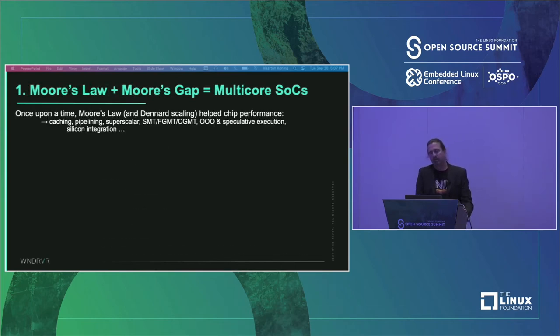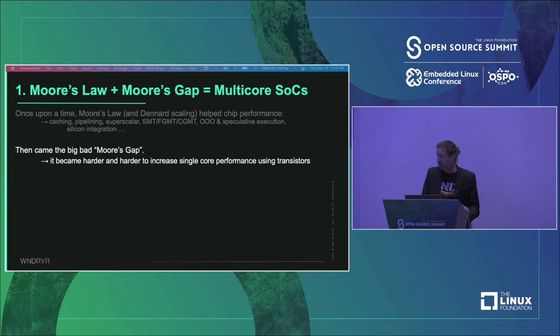So this Moore's Law thing, back in the day when we got more transistors to put into an SoC, the hardware designers used those for creative new features in the chips: caching, pipelining, superscalar, all kinds of multi-threading, out of order and speculative execution features, and for pulling peripherals into the chip. Well, then we got this Moore's gap, where Dennard scaling kind of stopped allowing us to have the power density. Dennard scaling basically states that power density is constant even when the transistors get smaller. And so you can lower the voltage and the current and increase the frequency and get better performance. And that sort of broke down a long time ago, like 15 years ago.